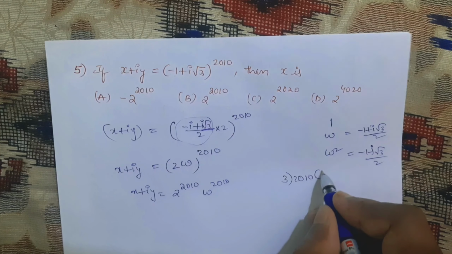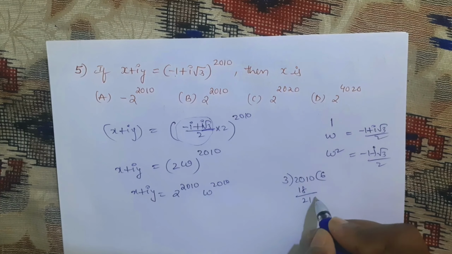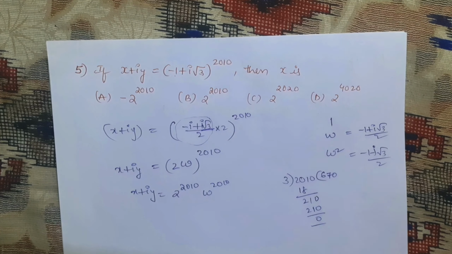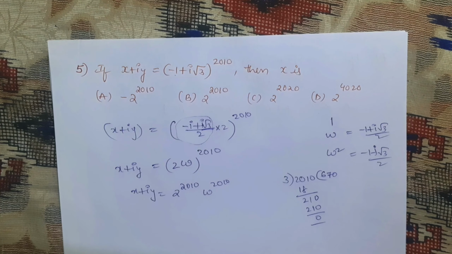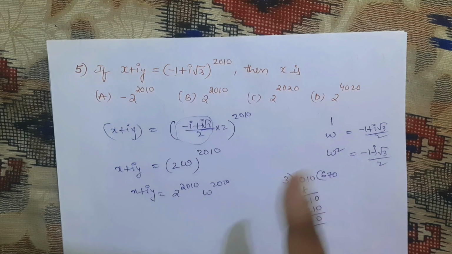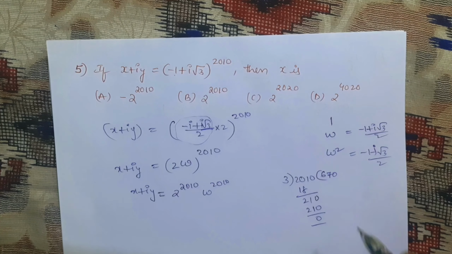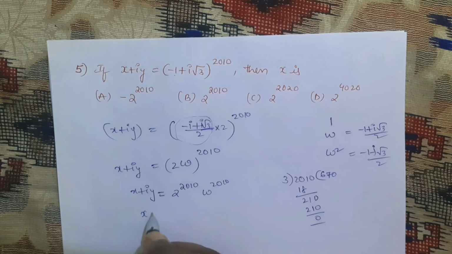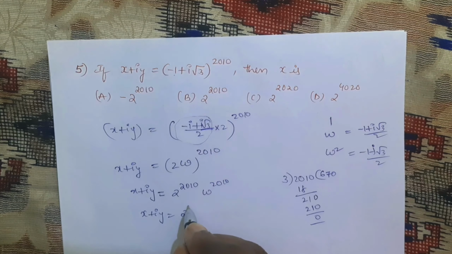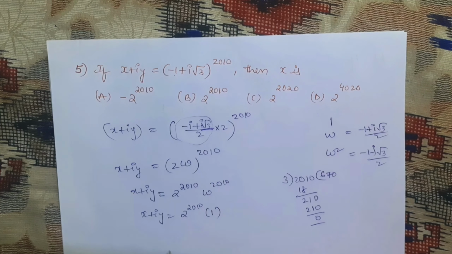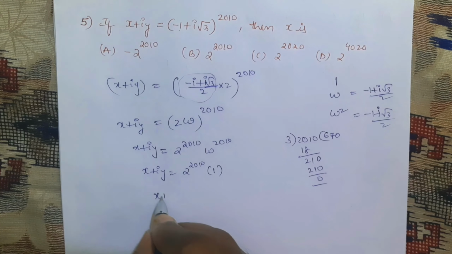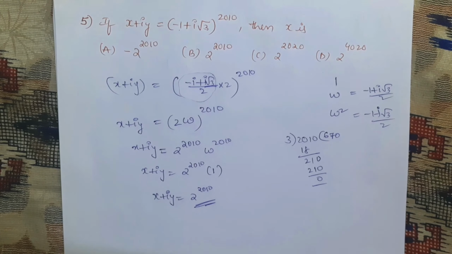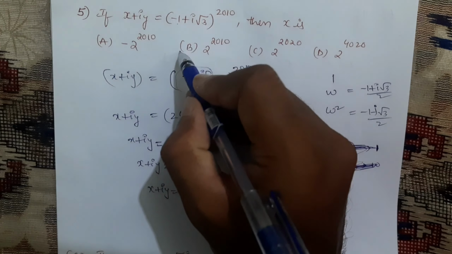2010: 3 sixes are 18, 21, 0, so it is 670. Here the remainder is 0. If the remainder is 0, that value is equal to 1, since it is completely divisible by 3. That means x plus iy equals 2 power 2010 into 1, which is x plus iy equal to 2 power 2010. Check the options. It is option B.